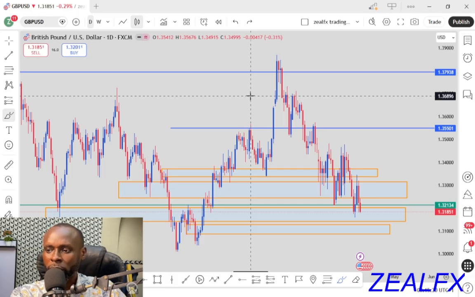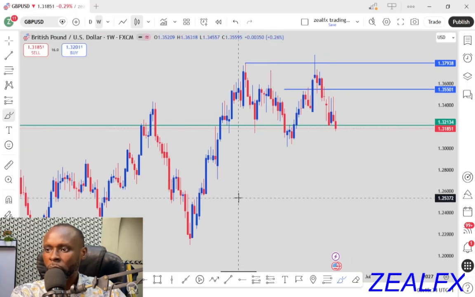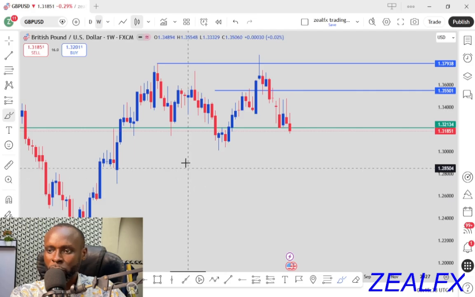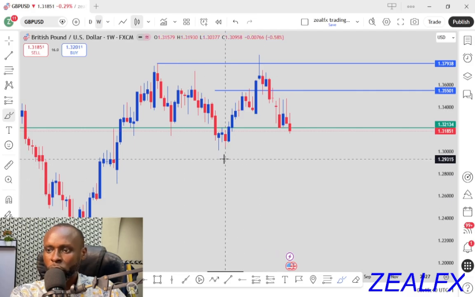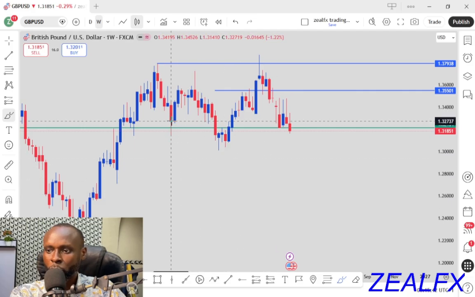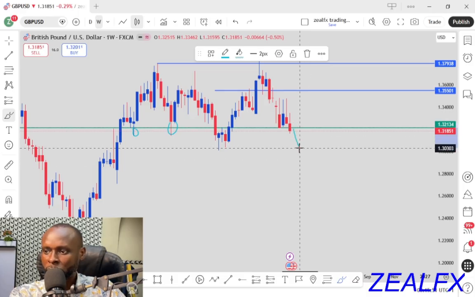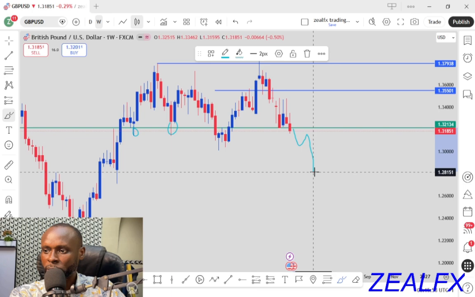So let's look at the weekly direction of the pound USD. On my weekly chart, we can also see that we have price on the pound USD at a support level. We have price on this support level. All we need from the pound USD this week is for price to clear this level. Then we wait to retest. We can start looking for a selling opportunity for the pound USD.